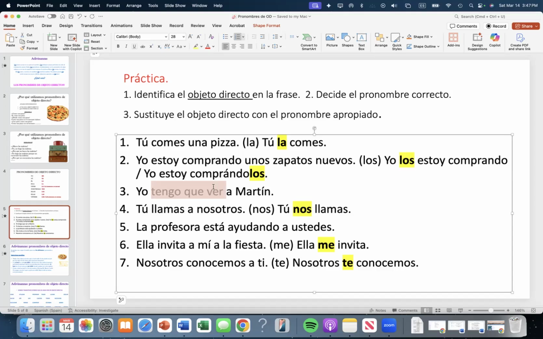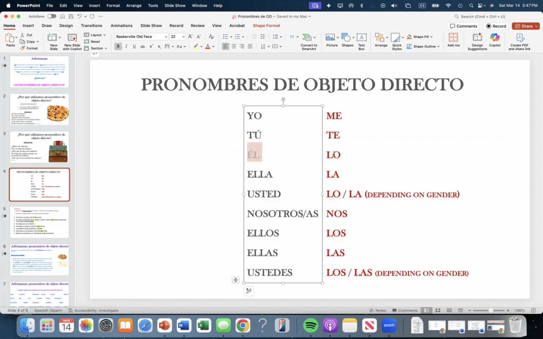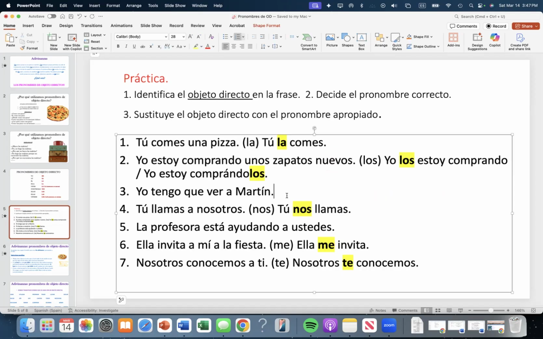Another example with two verbs together with no change of subject. Yo tengo que ver a Martín. This is a case of tener plus que plus a verb in the infinitive to express obligation. So we have Martín, which is a guy. It's él, right? So you replace Martín with lo, right? And then you can do the same as with number 2. We can put that lo before tengo. Yo lo tengo que ver o yo tengo que verlo. You can put the pronoun either before the first verb, which is conjugated, or after the second verb, in this case, ver, verlo. ¿Sí?